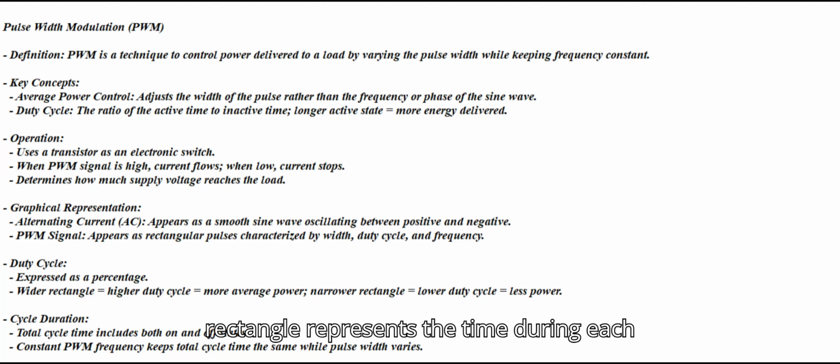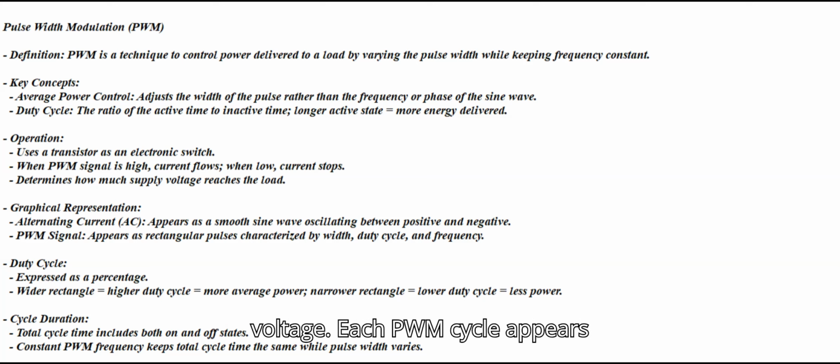The length of the rectangle represents the time during each pulse, contributing to the total duration of one complete cycle, which includes both the on and off times. If the PWM frequency is constant, the total time for one cycle remains the same, but the pulse width can vary to adjust the power output. In summary, on a Cartesian graph, the x-axis represents time, while the y-axis represents voltage. Each PWM cycle appears as a rectangular pulse above the x-axis during the on state, followed by a drop to zero during the off state.